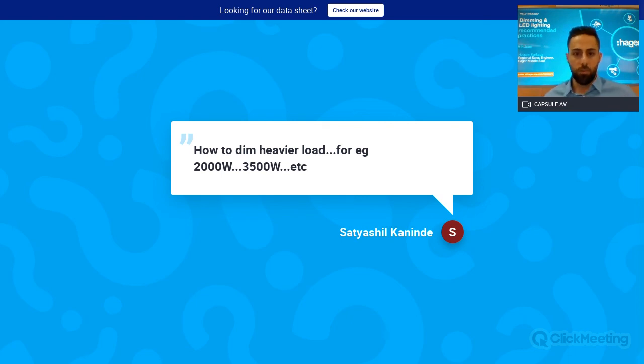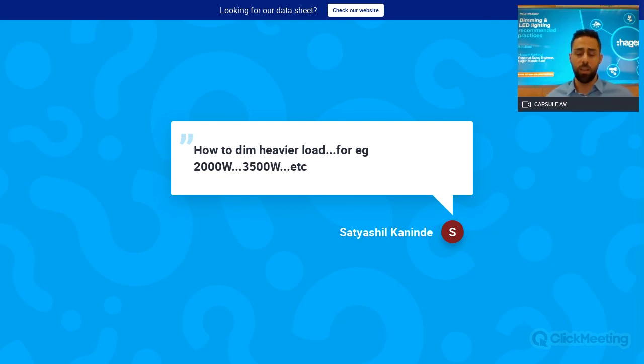Heavier loads. I'm not sure if you are speaking here about LED lighting, because for LED lighting, of course, there is no circuit that can handle 2,000 or 3,500 watt. Why? Because LED lights have a very high inrush current, and usually you have a limitation on the MCB before going to the dimmer. The MCB has a certain limitation on the LED.